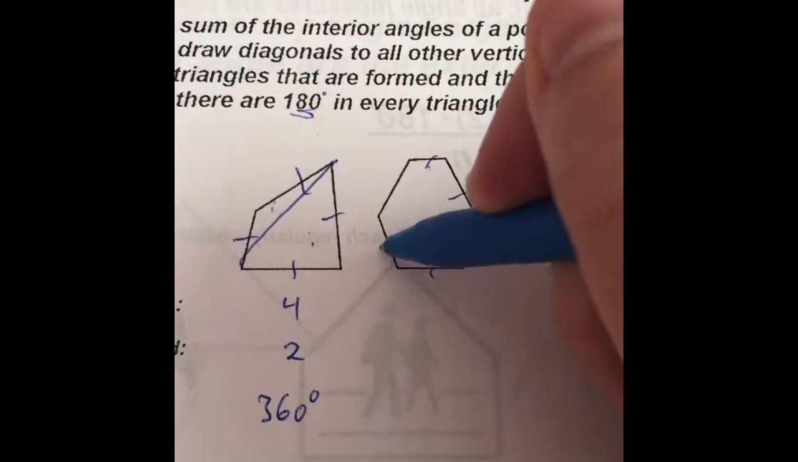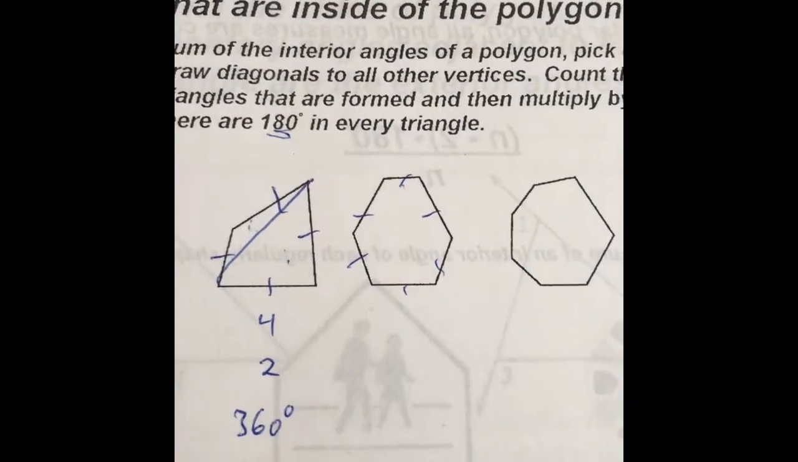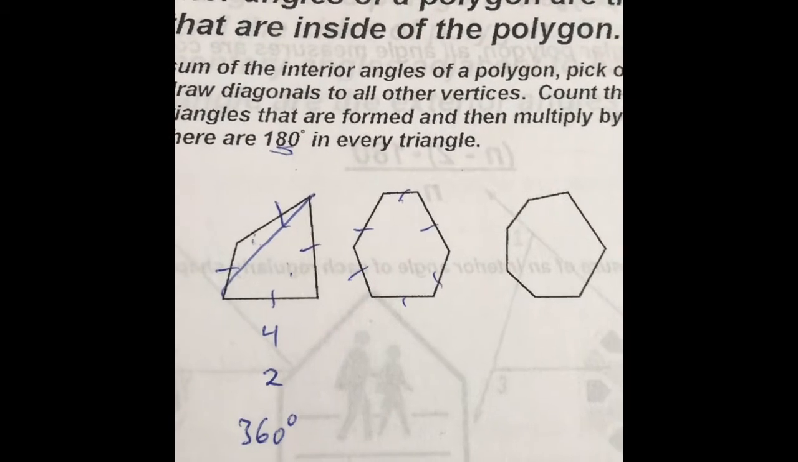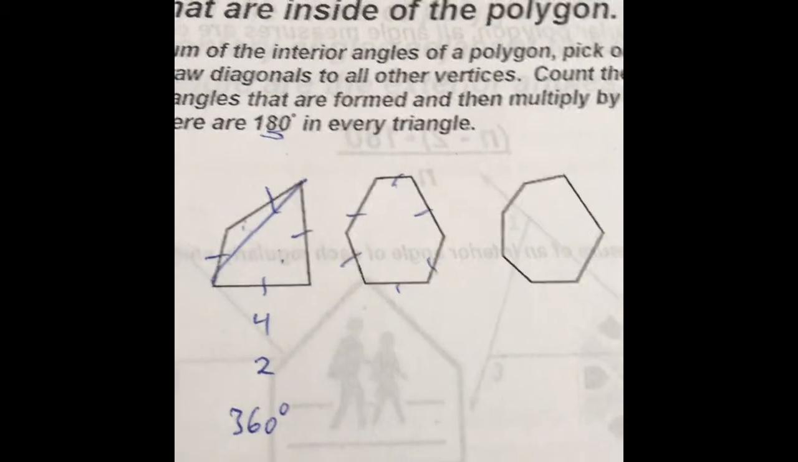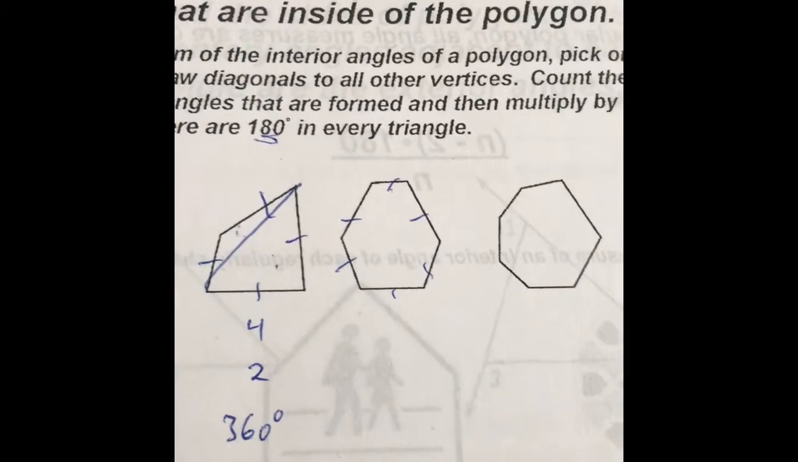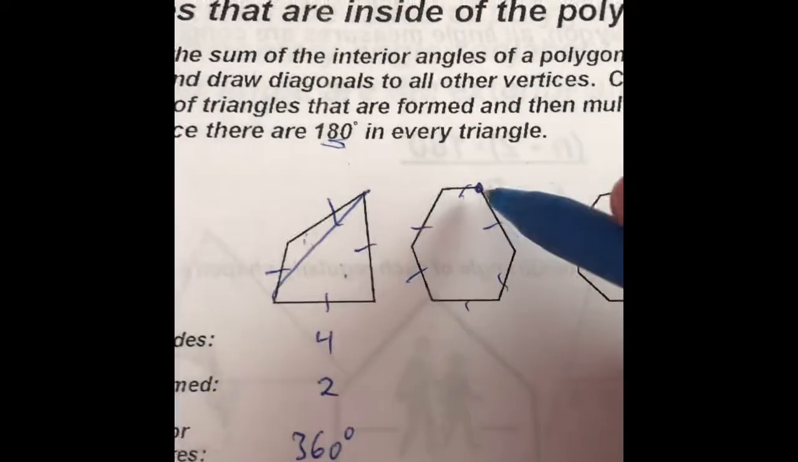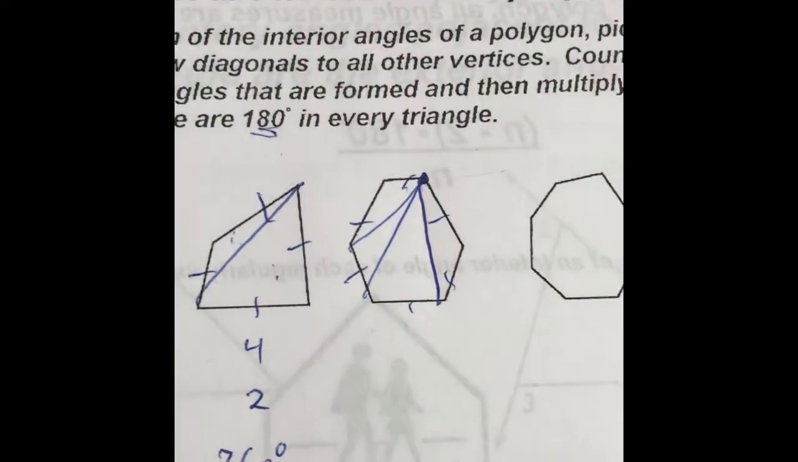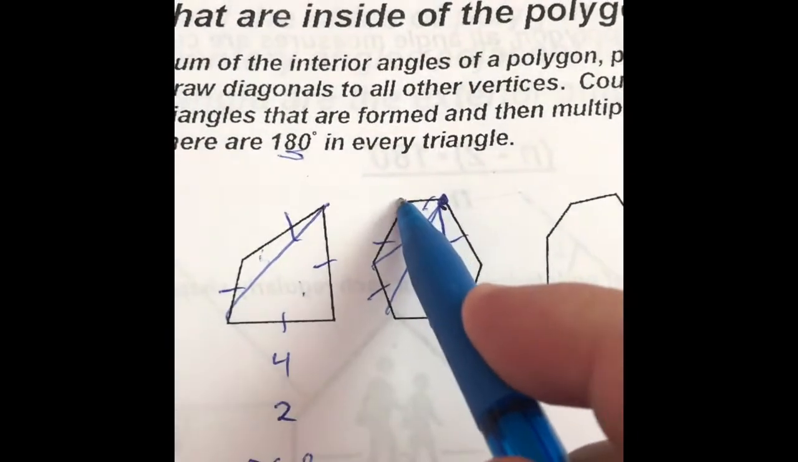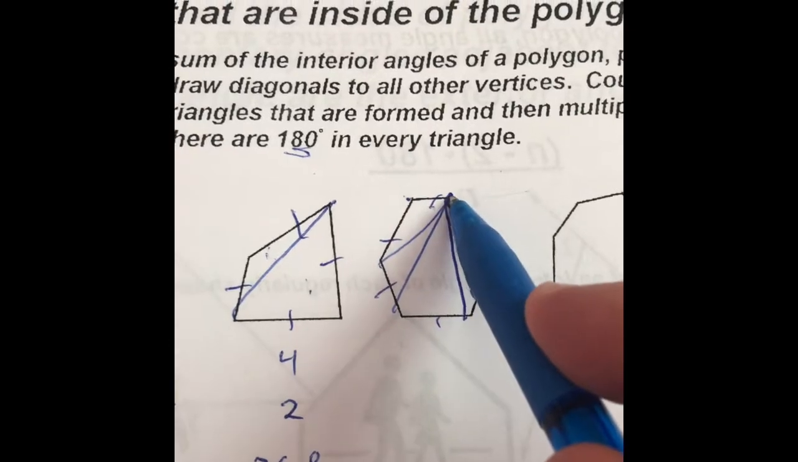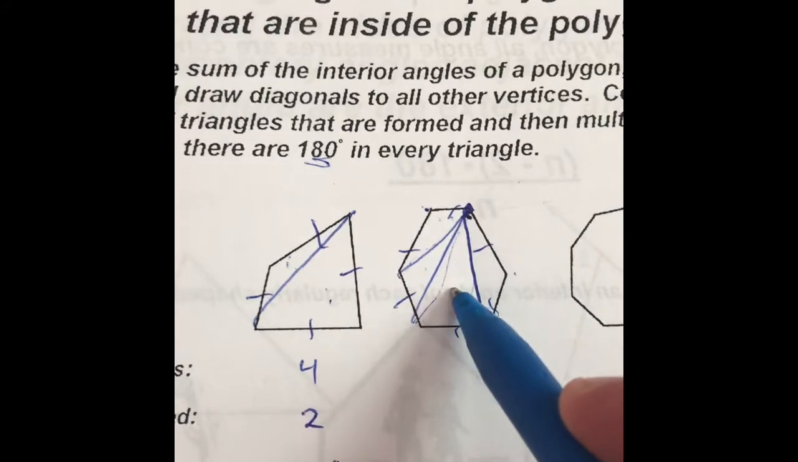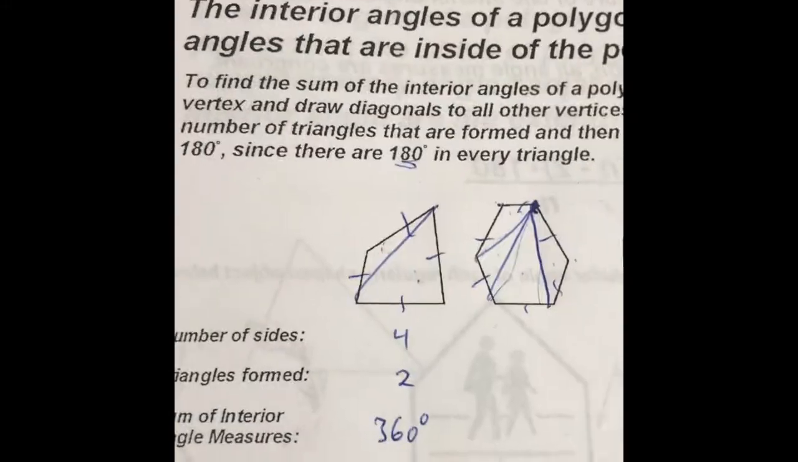1, 2, 3, 4, 5, 6 sides. So 6 sides, this is a hexagon. It's not a regular hexagon. We'll talk about regular in a minute, but that's a hexagon. It's got 6 sides. So what I'm going to do is make as many triangles as possible. I'm going to pick one vertex, doesn't matter which one, and make all of the possible triangles. Now, you can't connect to the 2 vertices that are next to it because you're not going to make a triangle, but I could connect to this vertex, and this vertex, and I now made 1, 2, 3, 4 triangles. So the number of sides is 6, the number of triangles is 4.